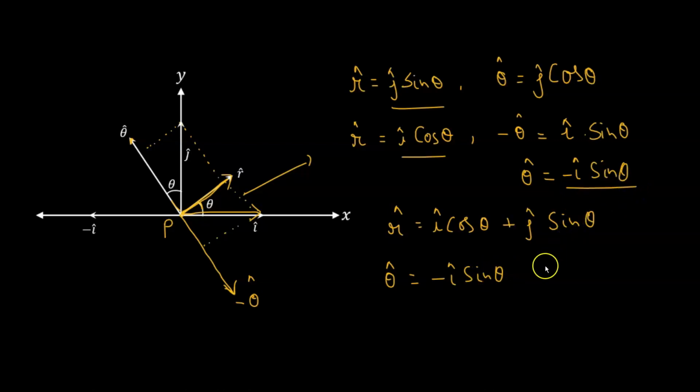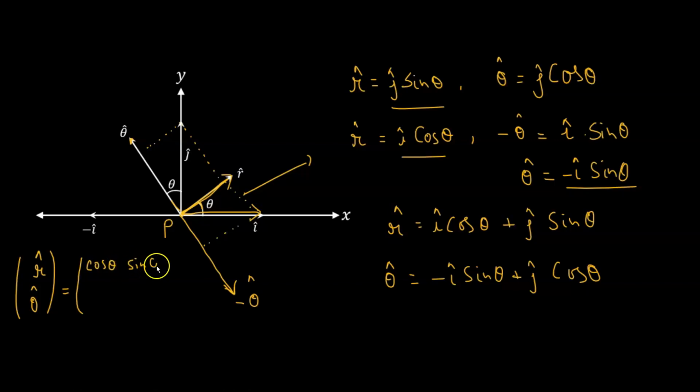added to j cap cosine theta. And if we write it in the matrix form, then we get, let's write it down here, the column matrix r cap theta cap is equal to the transformation matrix. The first row will have cosine theta and sine theta, and in the second row we have negative sine theta and cosine theta. That's multiplied to i cap and j cap, and that's exactly what we got when we used the inverse matrix or the matrix equation.